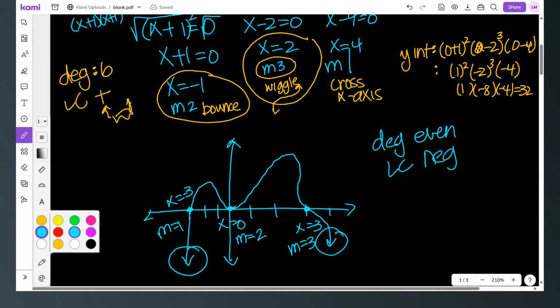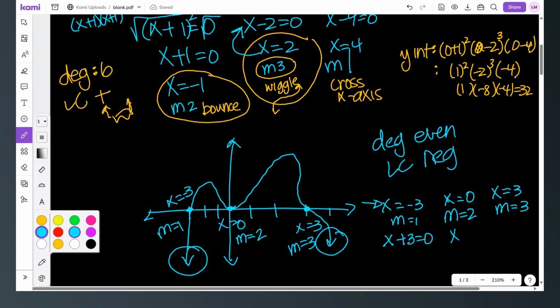So when I write these, I have x equals -3, multiplicity of 1, x equals 0, multiplicity of 2, x equals 3, multiplicity of 3. All right, these are my x-intercepts when I put them into factors. So I'm working this backwards now. So we're going, like on this one we did before, from the x-intercept back to the factor. So I just move the 3 over and set it equal to 0. So this would be x plus 3 equals 0. X, there's plus 0, you don't need to write that. And then x minus 3 equals 0.